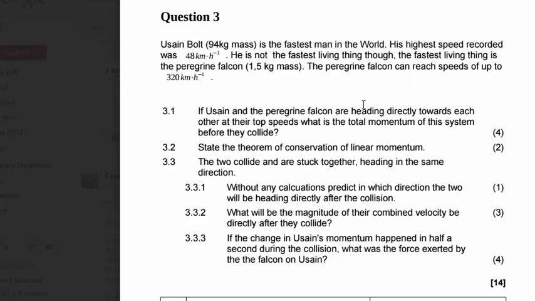This falcon goes so fast because it dives towards the earth, so what gives it that velocity is actually the gravity of earth. If Usain and the peregrine falcon are heading directly towards each other at their top speeds, what is the total momentum of the system before they collide? Again, people make the same mistake. About 25% of the people didn't consider that they are heading in opposite directions. One of the two must have a negative velocity.